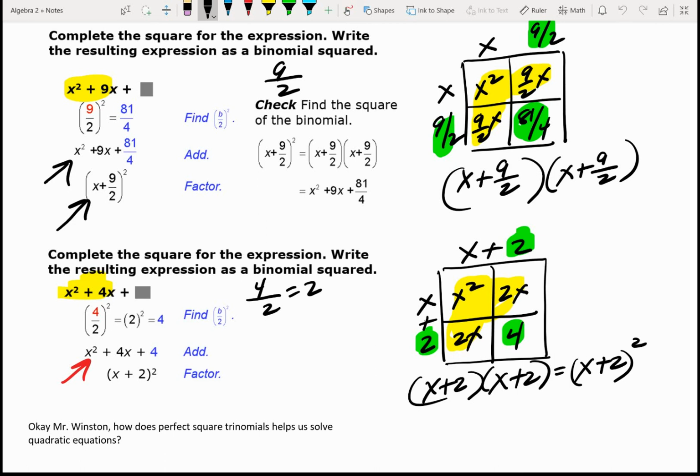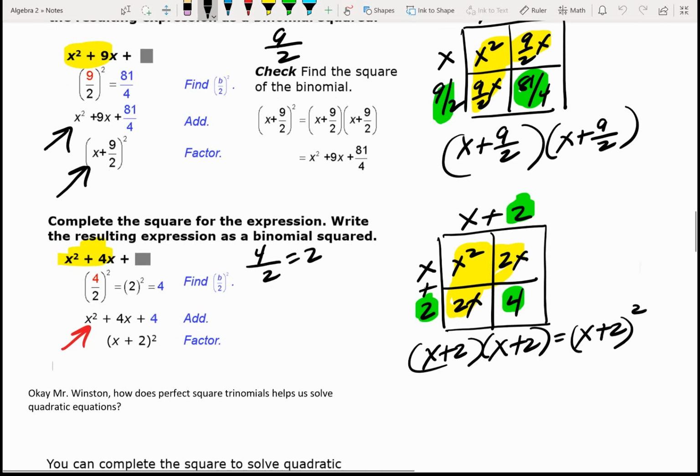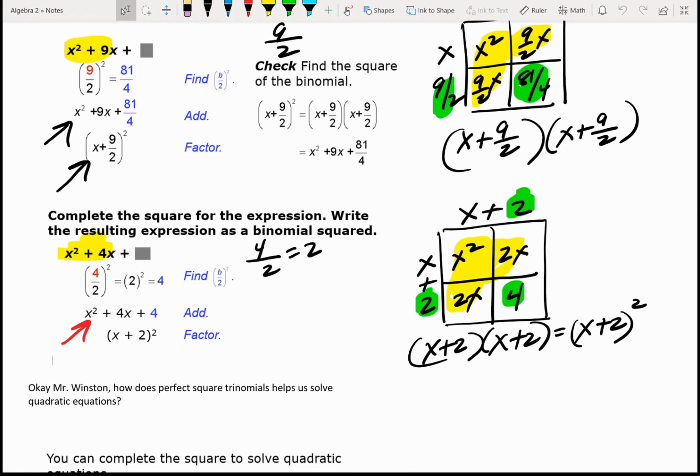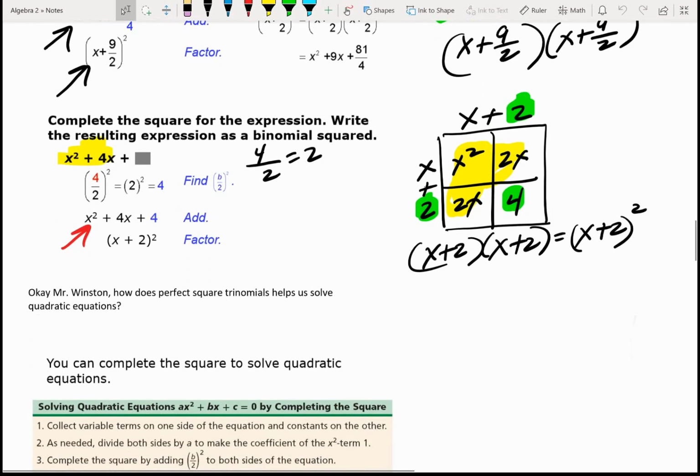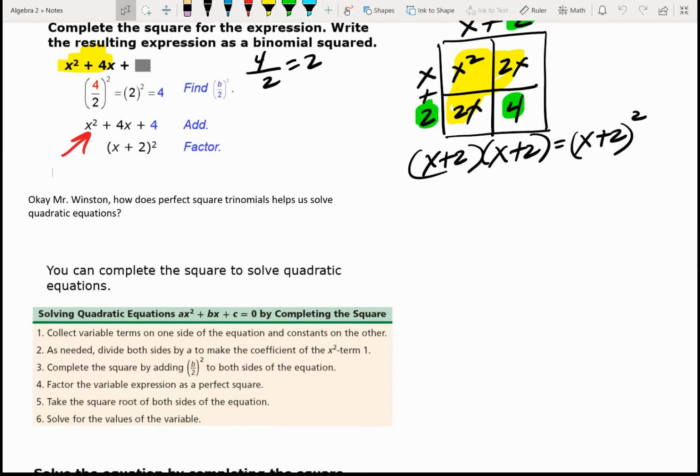All right, so again, you're probably asking, okay, Mr. Winston, how do perfect square trinomials help us solve quadratic equations? Okay, now we come to the moment of truth. You can complete the square to solve quadratic equations. Solving quadratic equations, ax squared plus bx plus c equals 0. Here you collect the variables on one side of the equation and the constants on the other. Otherwise, you have ax squared plus bx, and then over here you have c.